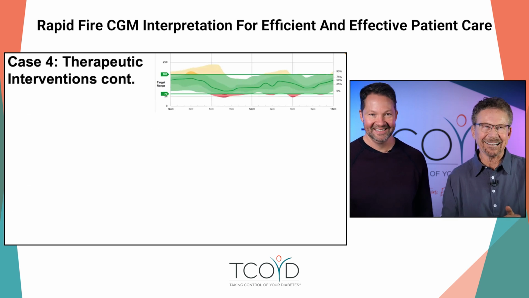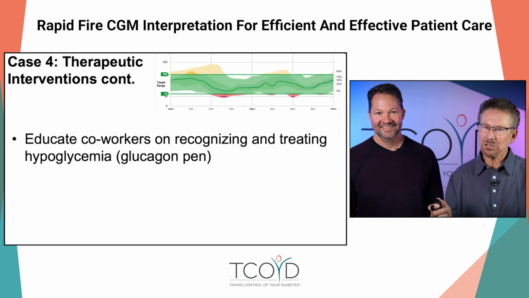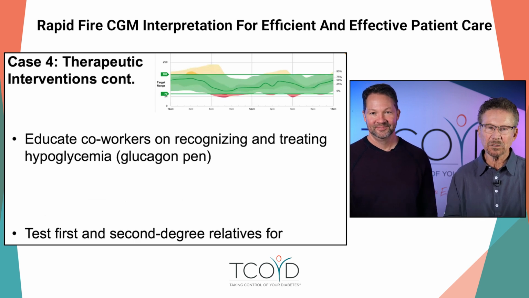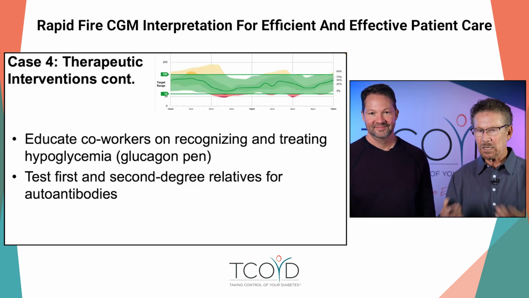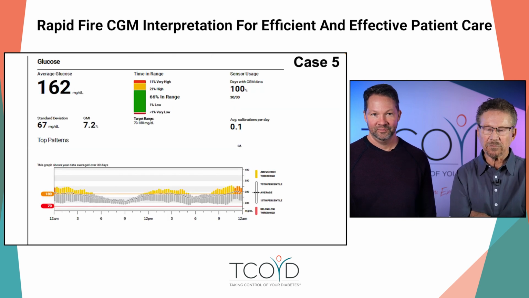Okay. So educate his coworkers on recognizing hypo, give him a glucagon kit, and then talk about screening his first and second degree relatives for autoantibodies. Okay, case 5.